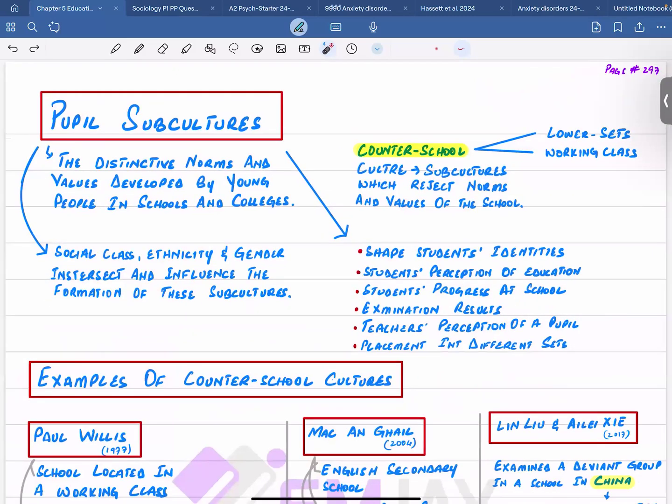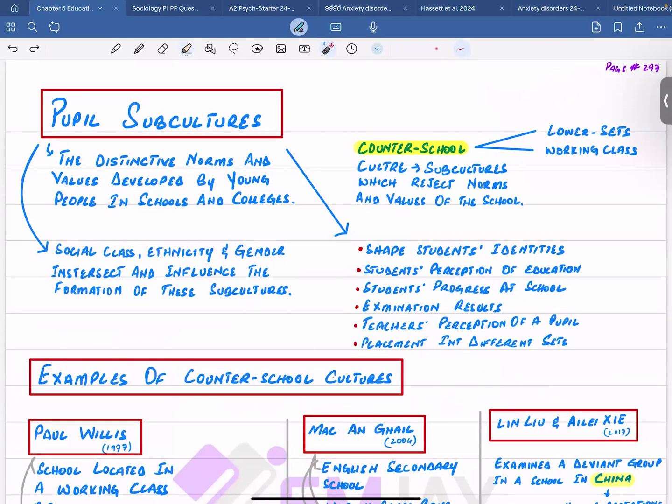Now, pupil subcultures are the distinctive norms and values that are developed by young people in schools and colleges. The distinctive norms and values that are developed by young people while they're at school or at college are being referred to over here as pupil subcultures.